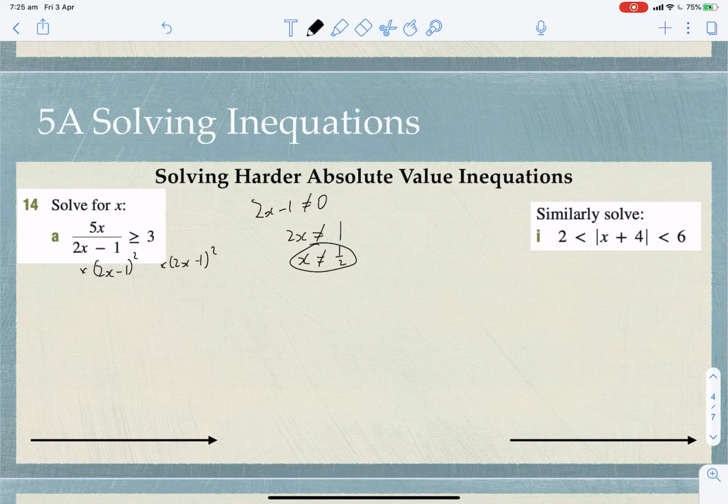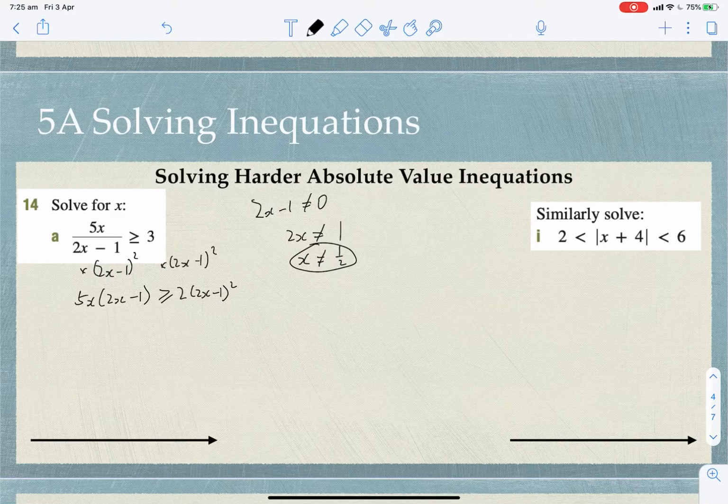So we can times both sides by (2x minus 1) squared. Something that is a square is either 0 or a positive number, so we can times those things and the sign remains the same. If you times that, the left hand side becomes 5x times (2x minus 1). The right hand side would be (2x minus 1) squared.